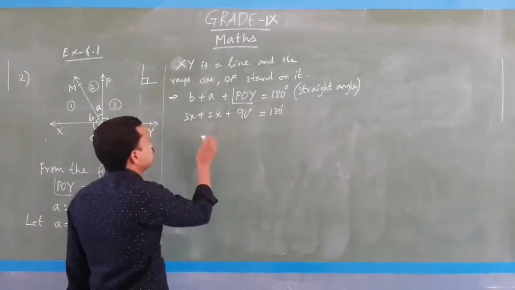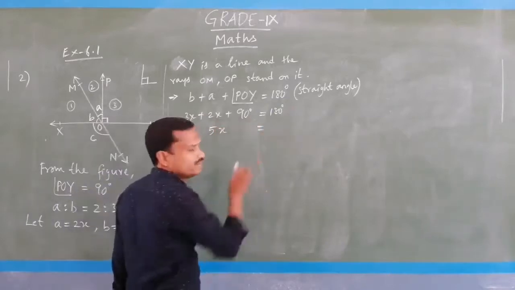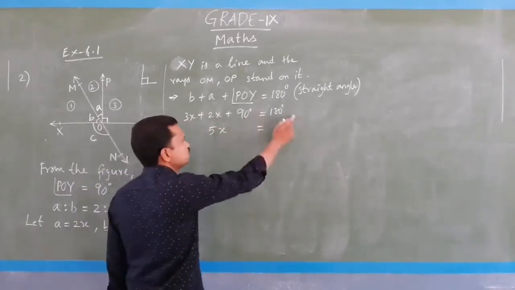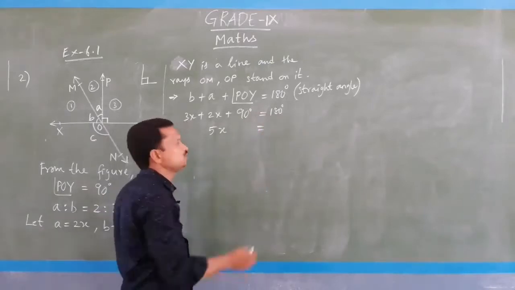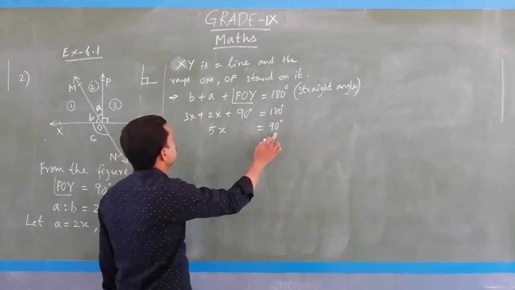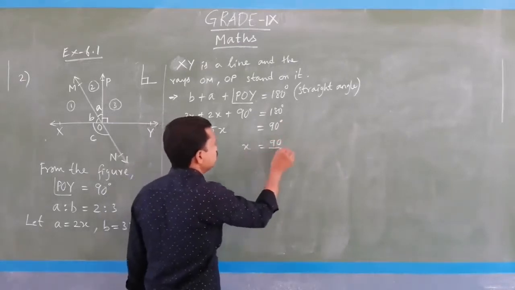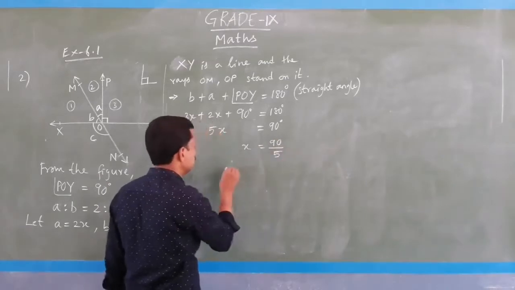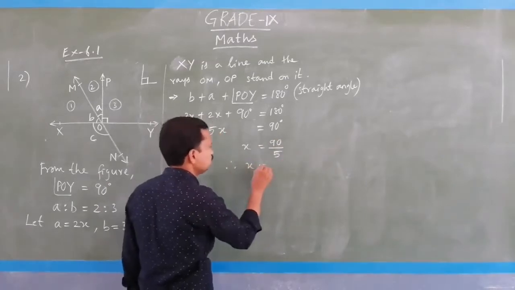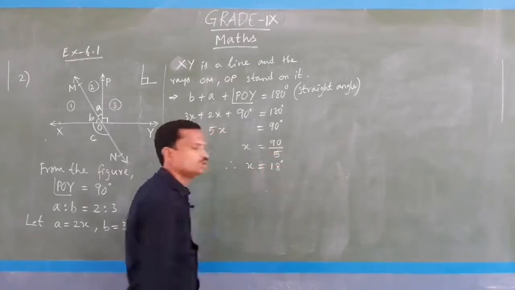And now if you add 3x plus 2x, we get 5x, which is equal to 180 minus 90. While bringing this 90 to the right side, it becomes 180 minus 90 degree, which is nothing but 90 degree. So, 5x equal to 90 degree. Therefore, x equal to 90 divided by 5. So, x is equal to what? 5 1s are 5, 5 8s are 40. So, x equal to 18 degree.